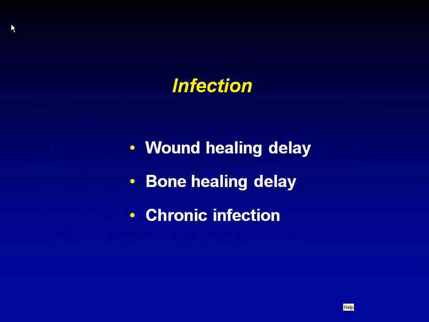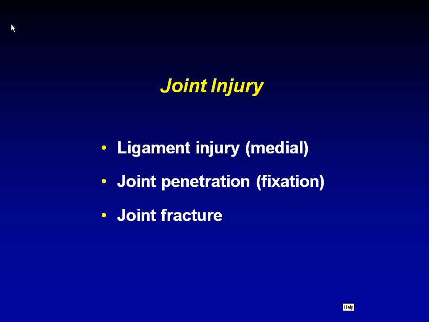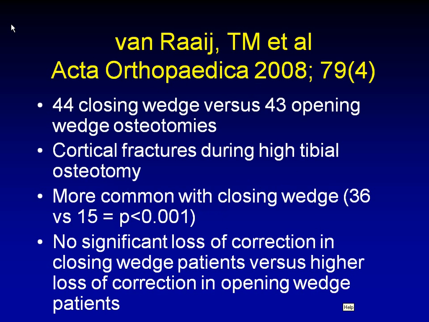Infection, we all know about that: wound healing delay, bone healing delay, and chronic infection. All these patients should be treated similar to total joint replacement patients and should receive prophylactic antibiotics on the day of their surgery. Joint injury can occur, either a ligament injury on the medial side in doing the medial opening wedge, joint penetration by fixation, or inadvertent joint fracture.